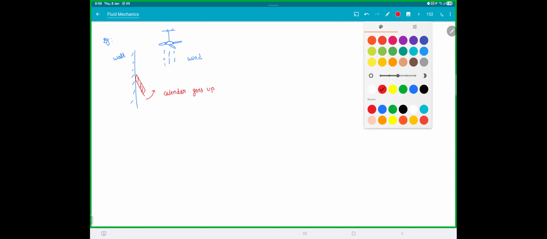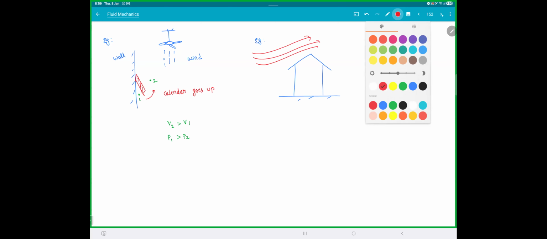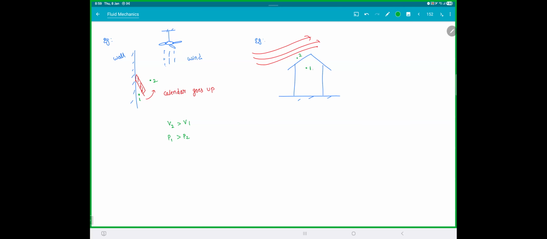Noticed it? The calendar is just going towards the fan axle. The reason is same. If you look at point 1 here and point 2 here, the speed of the wind V2 is greater than V1. So pressure at P1 is greater than P2. So the calendar is being pushed up. Same thing, normally during a storm, if there is a hut, the wind is flowing fast. So here the speed is high. If you take this point as 2 and this point as 1, again same story happens here. V2 is greater than V1. Therefore, pressure inside the house becomes greater than pressure outside. The hut blows off.